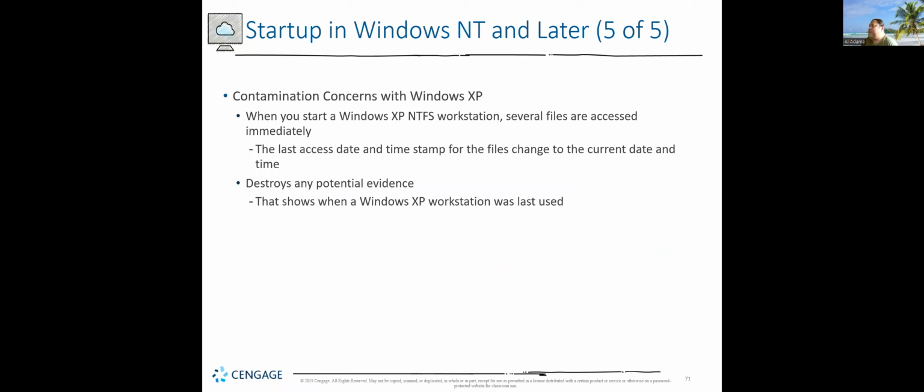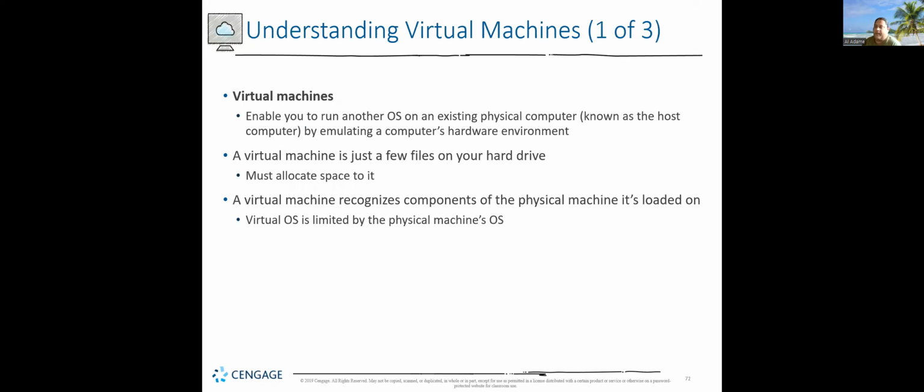Contamination concerns with Windows XP. When you start a Windows XP workstation, several files are accessed, the ones I listed prior in that table. The last access date and time stamp for these files changes to the current date and time, which makes sense, right? You turn it on, you're accessing it, so it changes. This destroys any potential evidence that showed when the Windows XP workstation was last used. That's the downside.